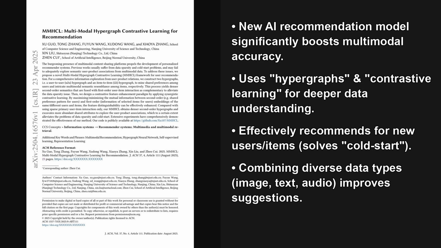So considering all these findings, from the overall performance to the importance of each component and the benefits of multimodal data, it's clear that multimodal hypergraph contrastive learning is a really promising approach. It effectively tackles the challenge of making better recommendations by understanding complex connections and using rich, diverse information, especially for those difficult cold start scenarios. This research really pushes forward how we can build more nuanced and effective recommender systems.